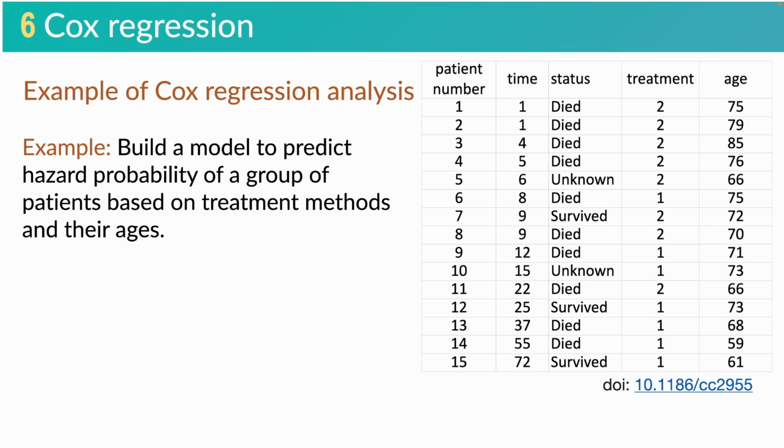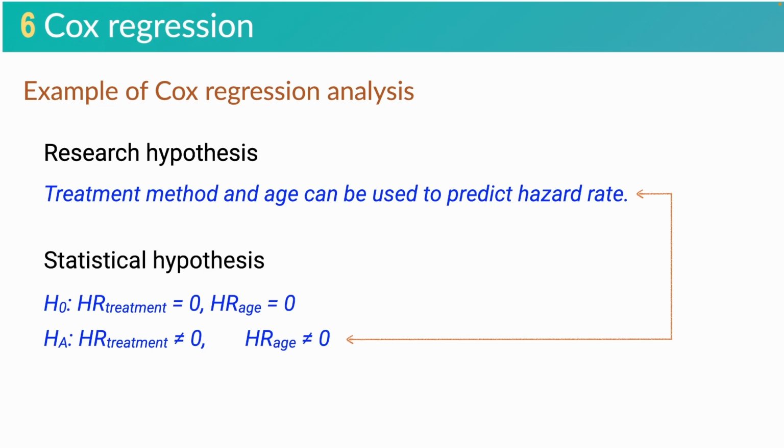To have a better understanding of Cox regression, we will look at it through an example. The example is to build a model to predict hazard rate of a group of patients based on treatment and their ages. The research hypothesis for this study is treatment method and age can be used to predict the hazard rate for the patient group.